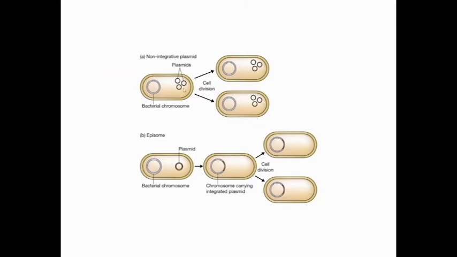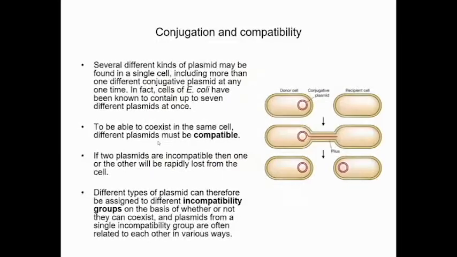And the vector, the plasmid, if it's a non-integrated plasmid, will stay extrachromosomal like this during cell division. And because of the origin of replication, they can duplicate the plasmid and equally distribute it to the daughter cells. And then the episome means the plasmid will integrate into the chromosome. Okay, so that's called an episome.